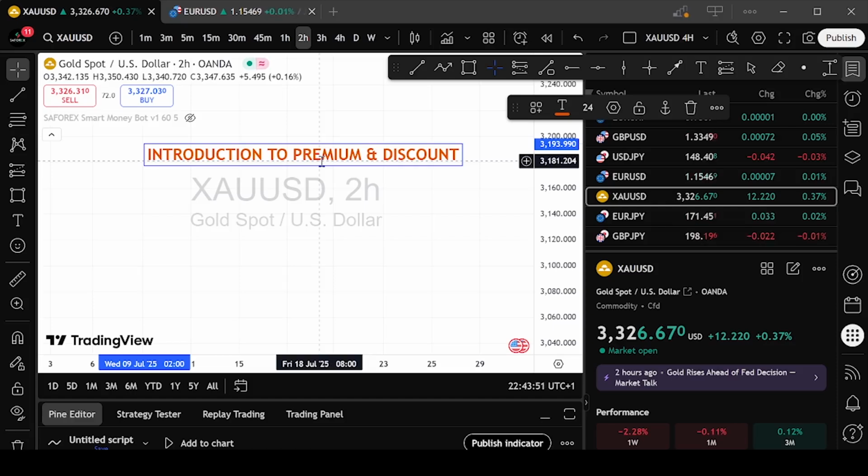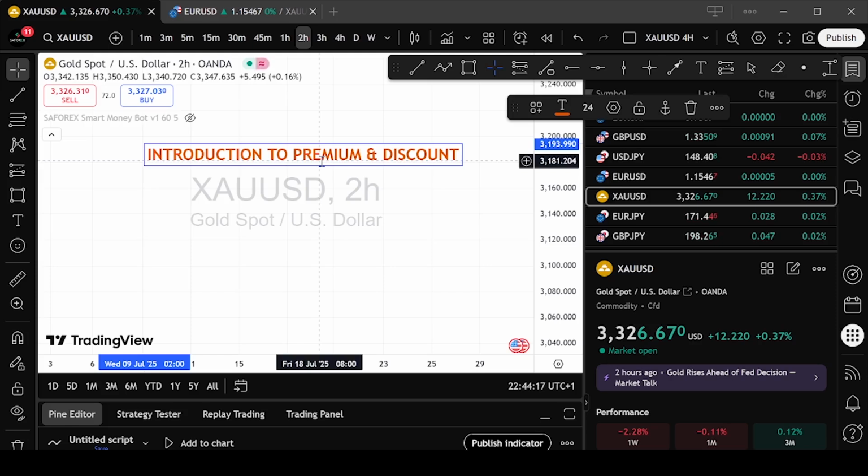So as of today, we are diving into one of the most important concepts that will shape the way you understand price delivery, and that is premium and discount zones. This concept is a game changer when it comes to identifying where to buy, where to sell, and why the market reverses from certain zones and not others.